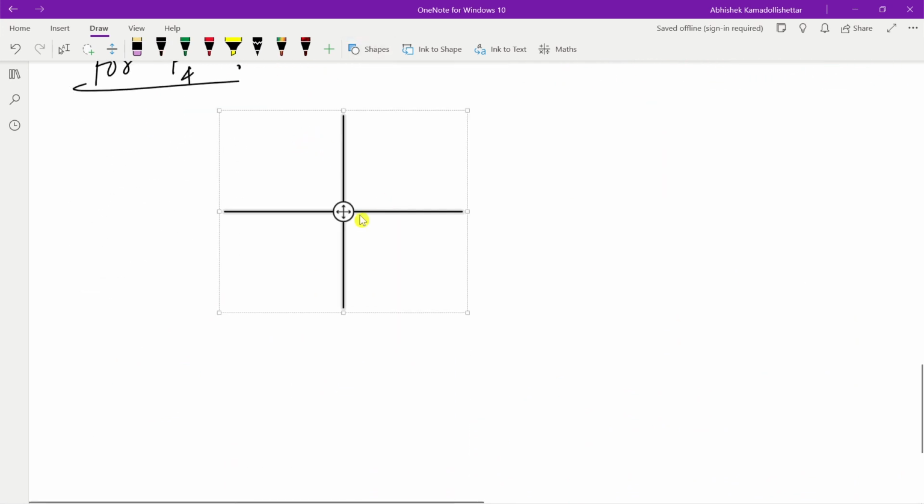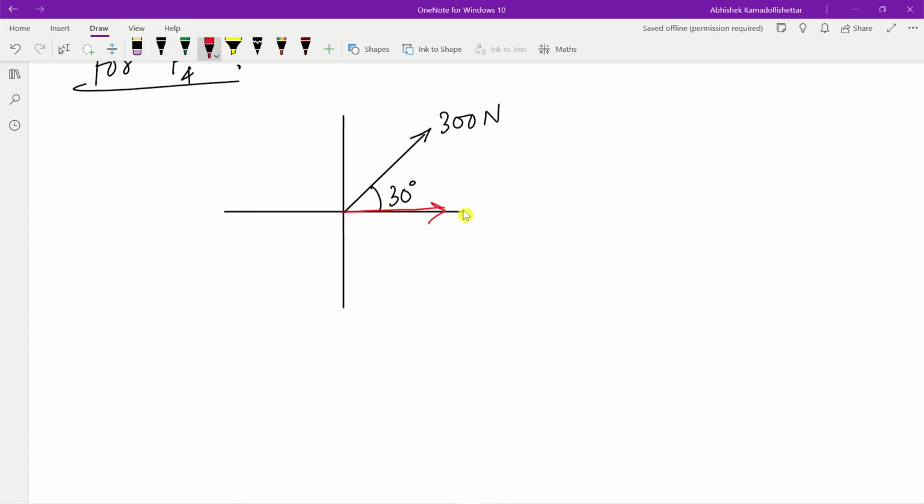So let's select this 300 Newton force, with horizontal 30 degrees. So the components here would be what? This is the x-axis, this is the y-axis here. Now this is 300 cos 30 degrees, and here 300 sine 30 degrees. So this is origin O.